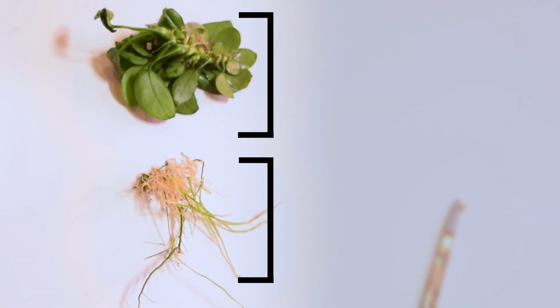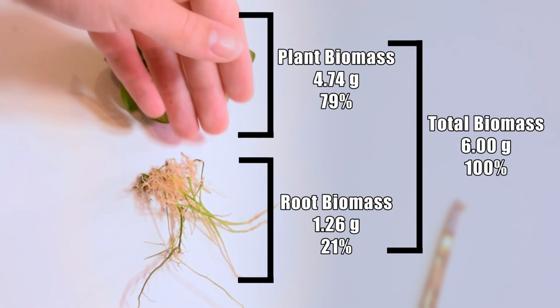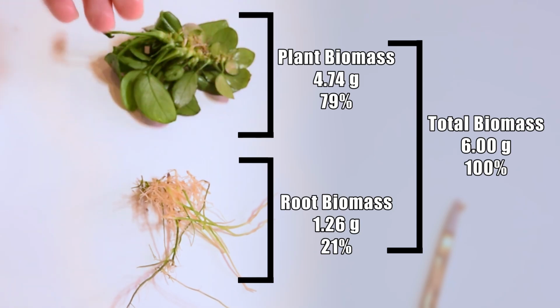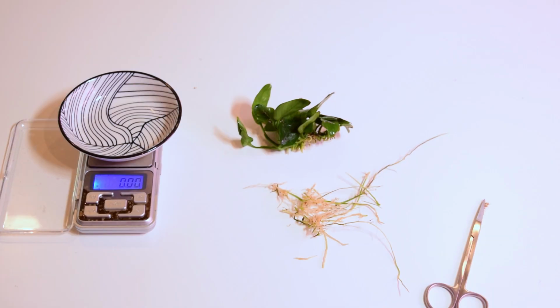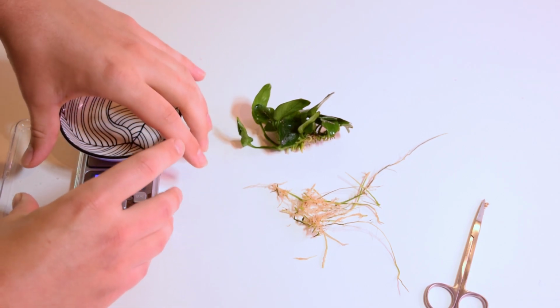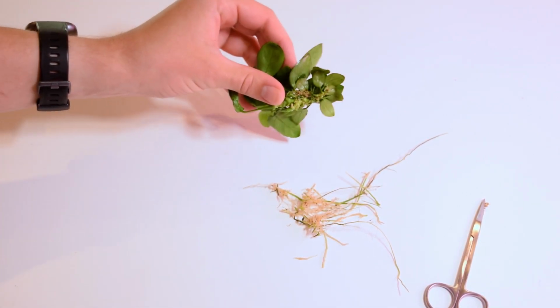And now by taking the difference between the 6 grams and the 4.74 grams, we can now get the biomass of the roots, so we don't have to fiddle around with all of the individual roots and trying to fit them all in the bowl. So now that we've got all of the weight measurements completed, we can now set our scale off to the side, and we still have 2 more things that we have to measure.